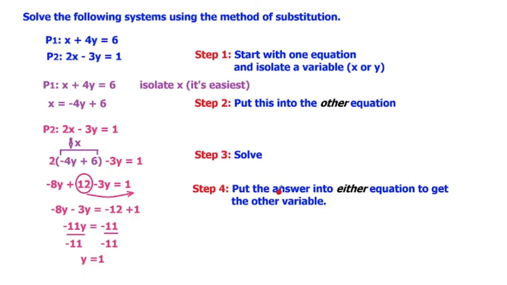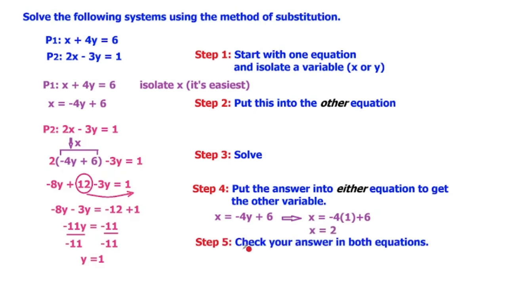Now, put the answer into either equation to get the other variable. So you could put this into one of these equations, and then you can calculate what x is. So again, I always like to use the easiest one to work with. So this one is easiest, has the least number of steps. So let's put in 1 for y and calculate that out. And that gives us x equals 2.